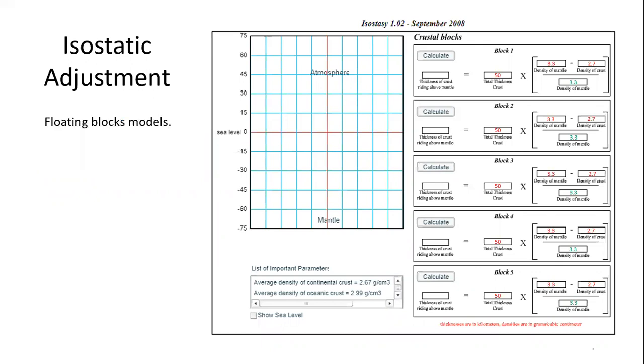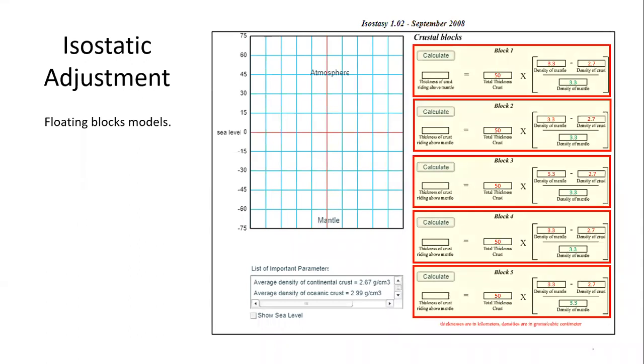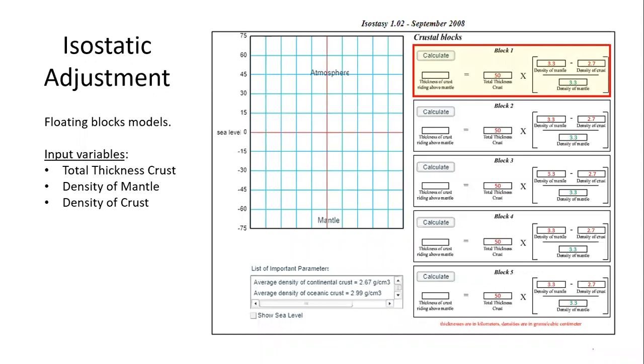We will use this program to create 2 different models of lithospheric floating blocks. Located on the right, there are 5 separate areas that contain the variables for each block. Within each block, you will change the input variables that appear in red. These input variables include total thickness of crust, density of mantle, and density of crust. After changing input variables, you must click Calculate to update the results for each block.